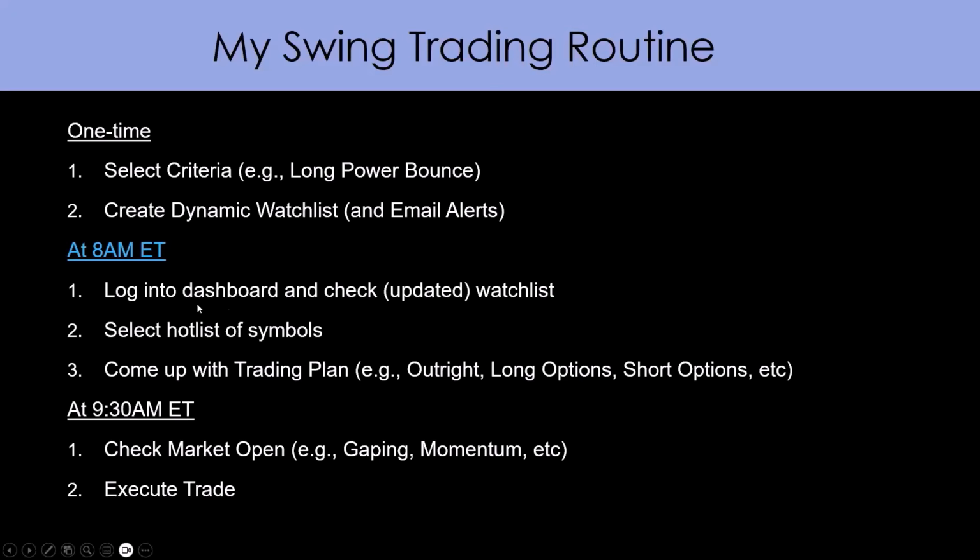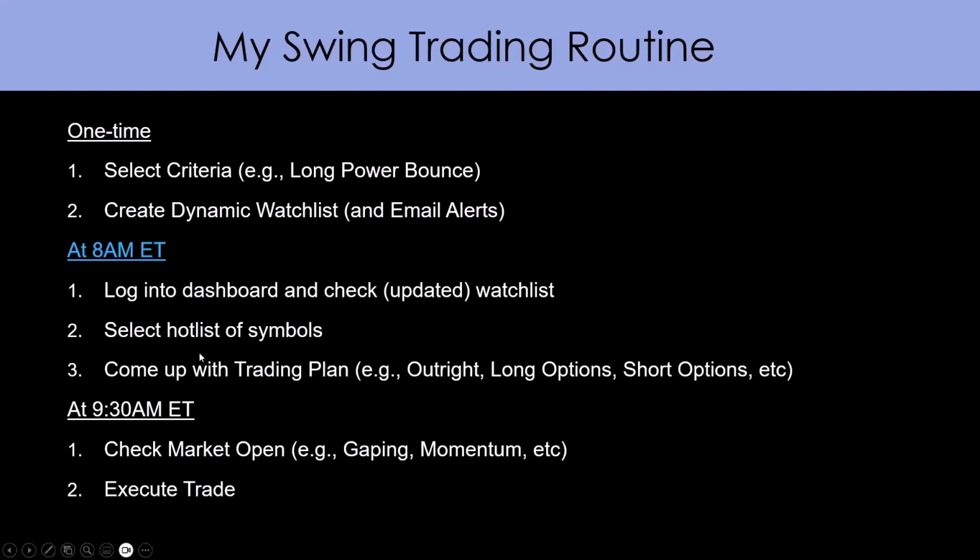So what do I do? Well, I log into my dashboard and check the updated content of my dynamic watch list, the one we just created. Let's go back to the dashboard in a second for this. Once I see all the stocks in there, I go through these symbols one by one and create something I call a hot list. Not all of them might be ideal for me, so I create a hot list of which ones I really like. And for these stocks in my hot list, I come up with a trading plan.